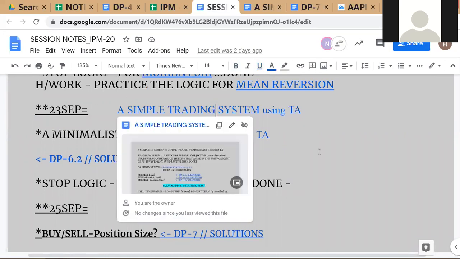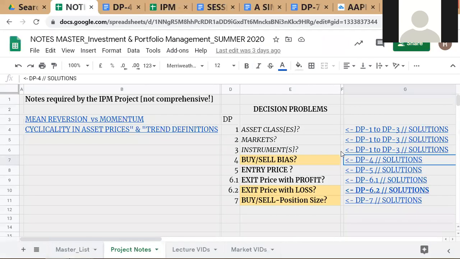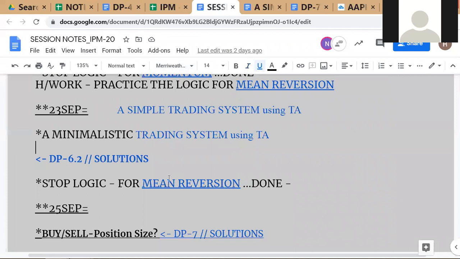We were discussing stop logic because we were looking at DP 6.2 as part of our view of a simple trading system. A very basic trading system where we try to solve only these few decision problems: 4, 6.2, and 7. That's why we were looking at these. 4 had already been done. We were looking at 6.2. We looked at the logic of 6.2 initially for momentum, and pretty much the whole of the last session was spent on understanding the stop logic for mean reversion.